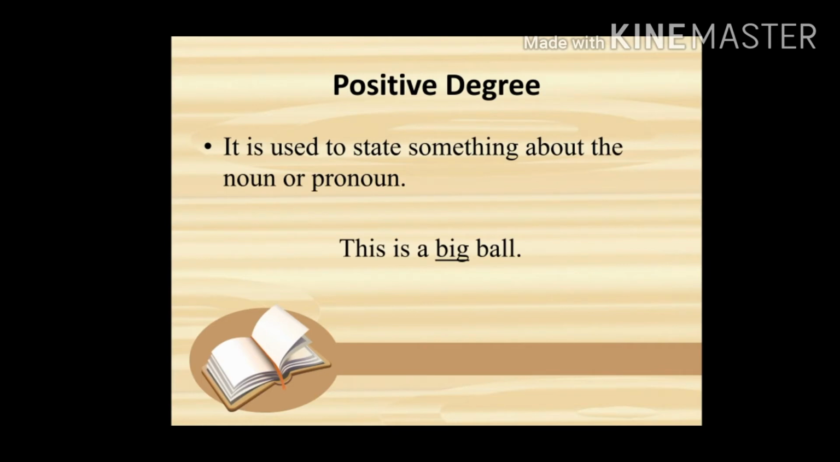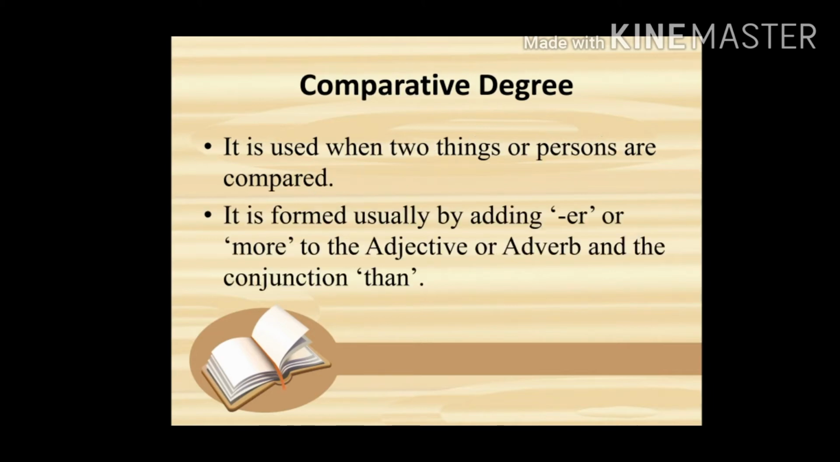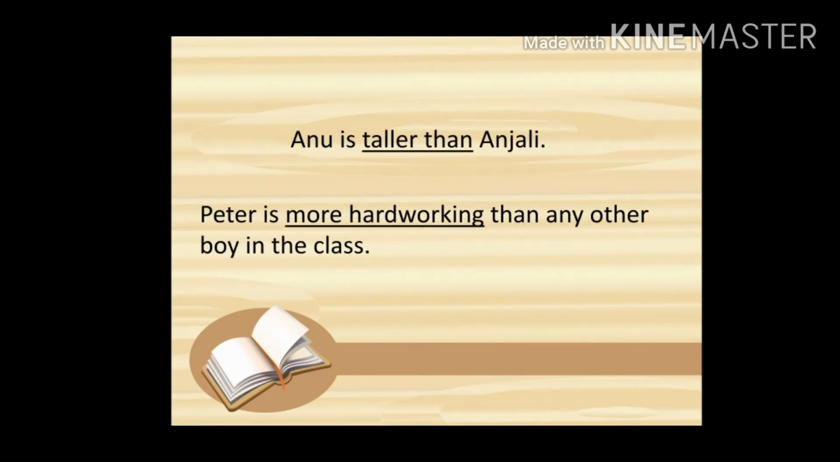The positive degree is used to state something about the noun or pronoun. Example, this is a big ball. The comparative degree is used when two things or persons are compared. It is formed usually by adding er or more to the adjective or adverb and the conjunction than. Example, Anu is taller than Anjali. Another example, Peter is more hardworking than any other boy in the class.